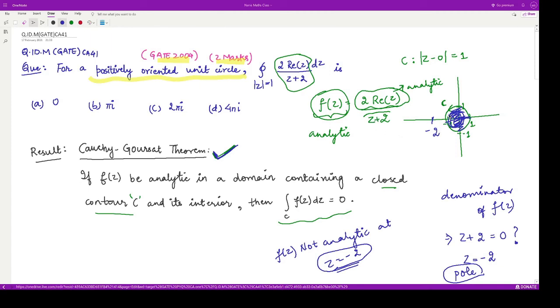Therefore inside this particular region, this function f(z), that is 2 Re(z) divided by z + 2, is analytic. So now if this function is analytic, that means we can say its integration within this closed contour C is equal to 0. So our answer to this question is option number A.